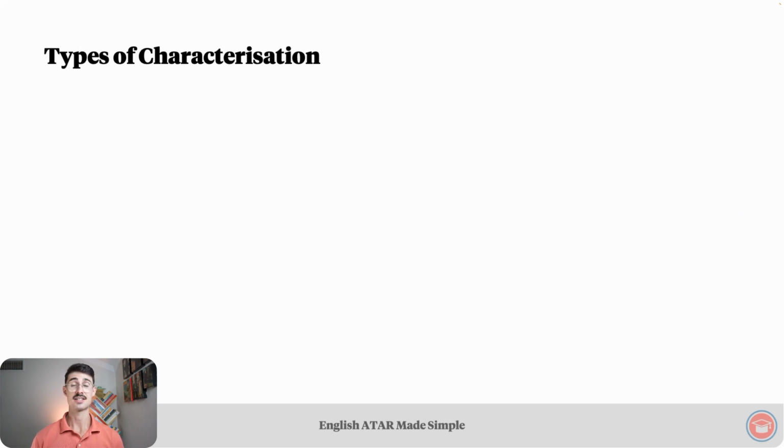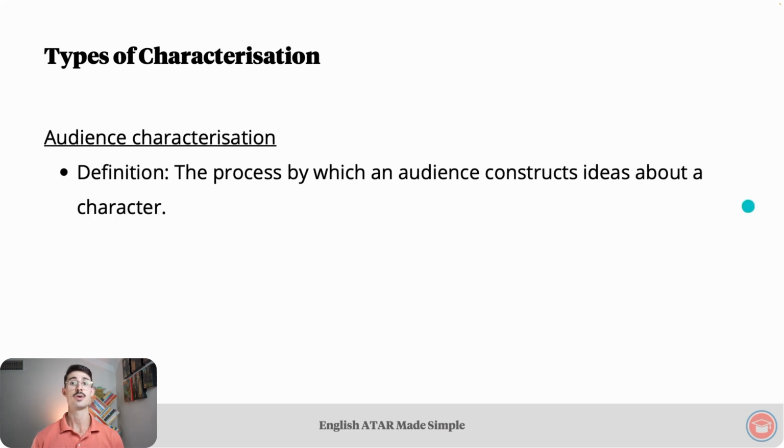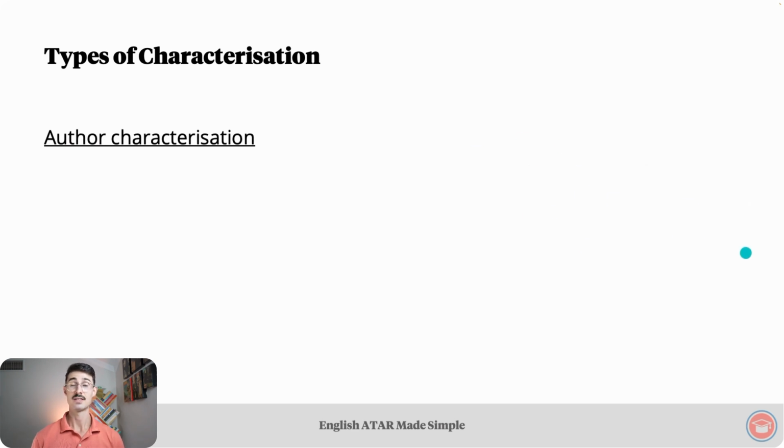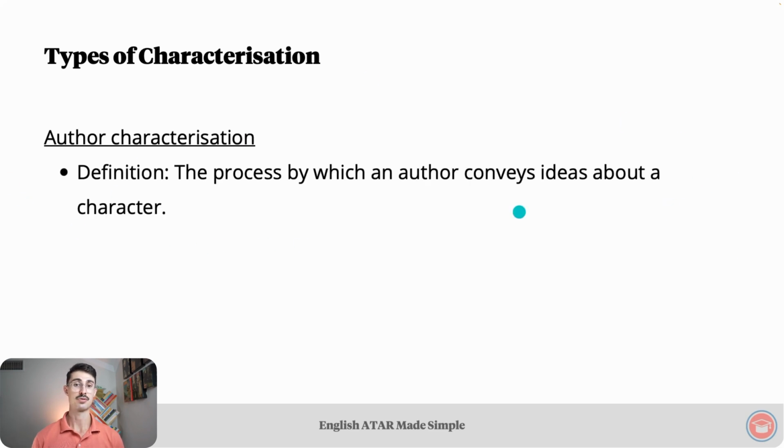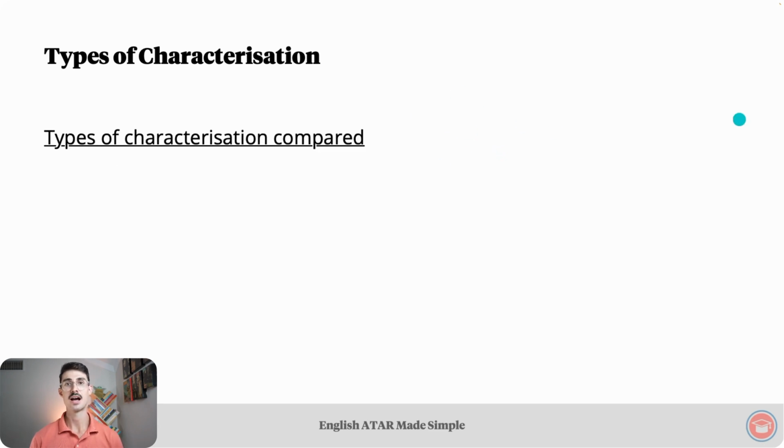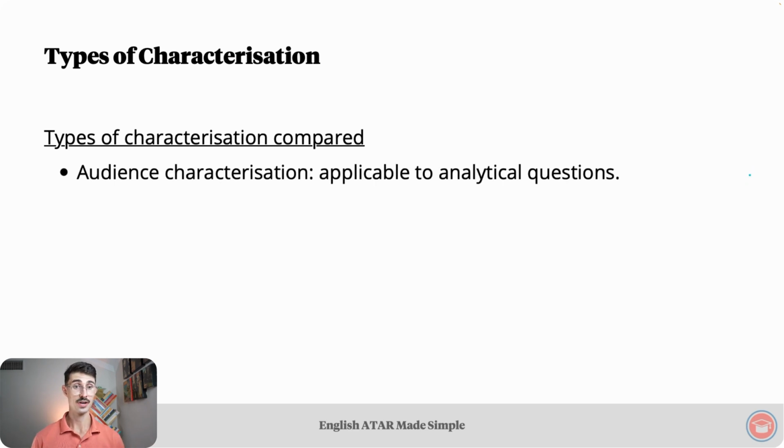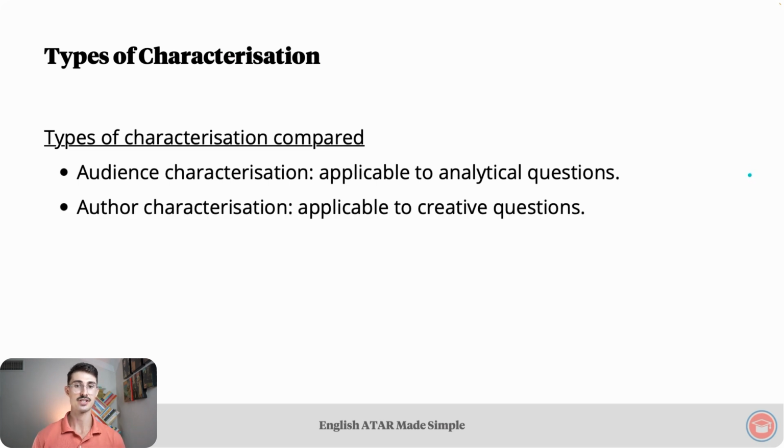Next part of the lesson discussed types of characterization, and the first type we saw was audience characterization, which refers to the process by which an audience constructs ideas about a character. The other type of characterization is author characterization. Our definition for that one is the process by which an author conveys ideas about a character. Then we looked at the types of characterization compared, what makes them different. Really, the difference comes down to audience characterization is applicable to analytical questions, which come from the comprehending and responding sections, and author characterization is applicable to creative questions, which are from the composing section.